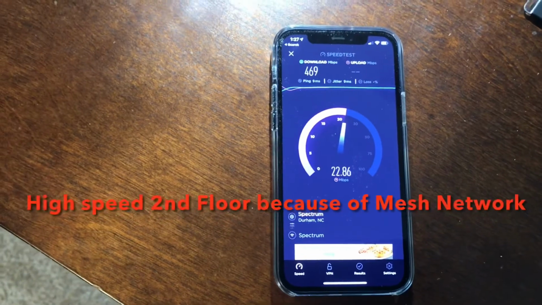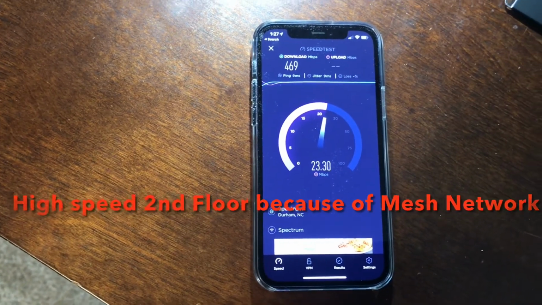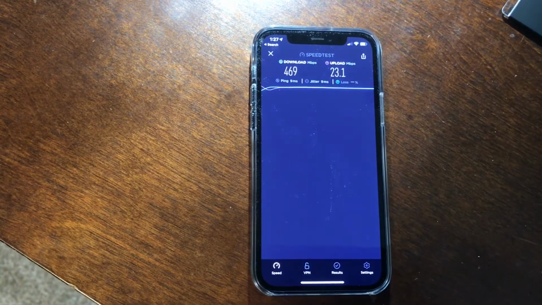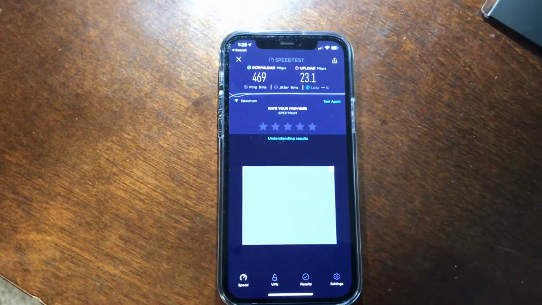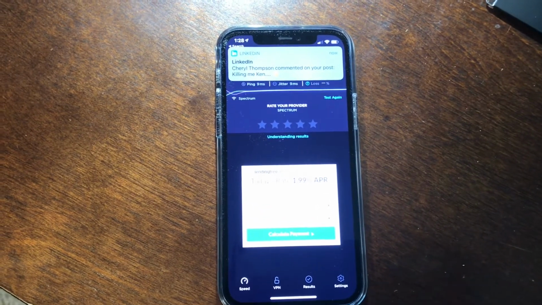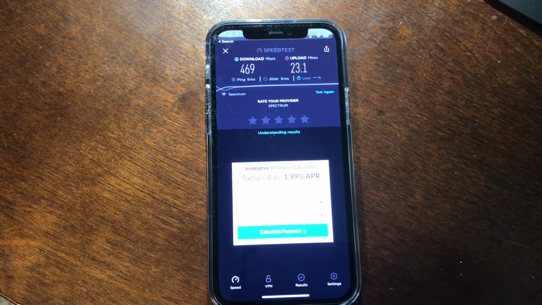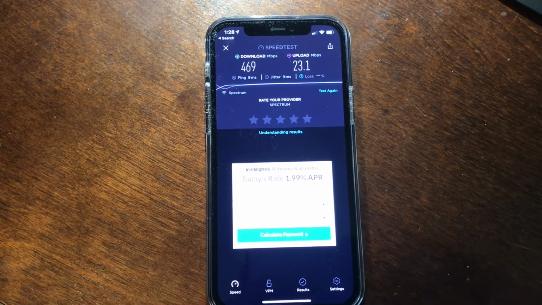But I'll tell you why I have really good speed when I tell you about the mesh network that I installed. But speed is very important. My upload speed is around 23. So again, 200 megabits per second is what I would recommend from your service provider, and at 400 megabits per second, if you can upgrade to that or faster, would be even more ideal.